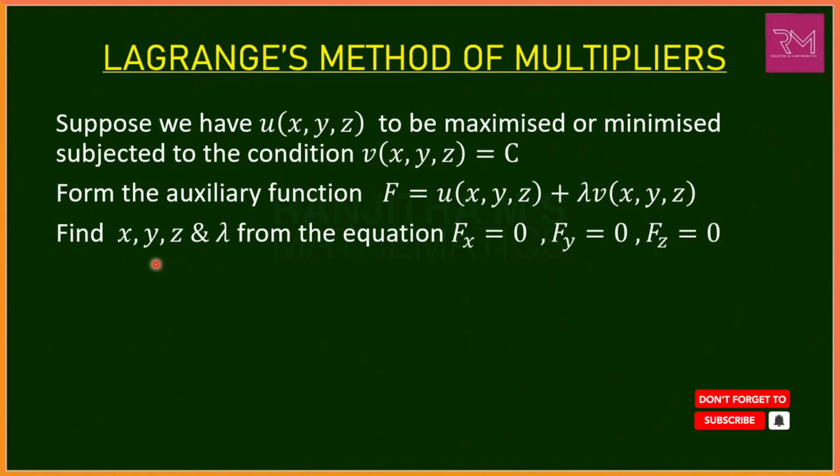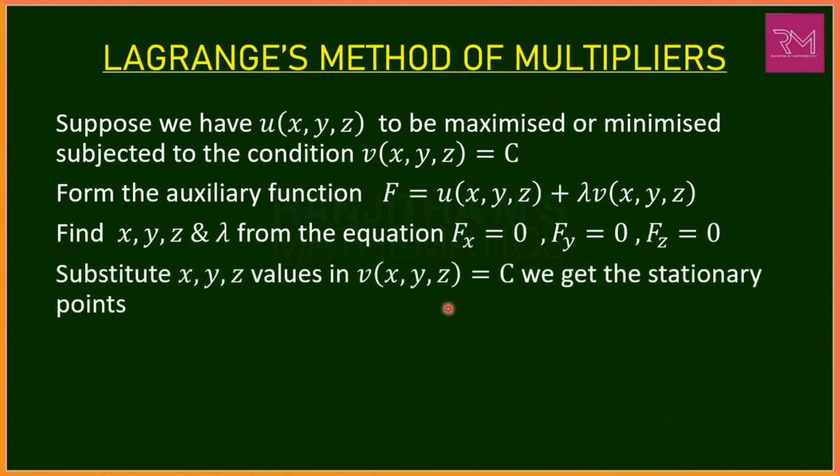values. After finding all these values, we have to substitute the values of x, y, z in the condition v of x, y, z equal to c. We get the stationary points. Here, the next step, substituting x, y, z values in v of x, y, z equal to c, we get the stationary points. Here the aim of Lagrange's method of multipliers is to find the stationary points.